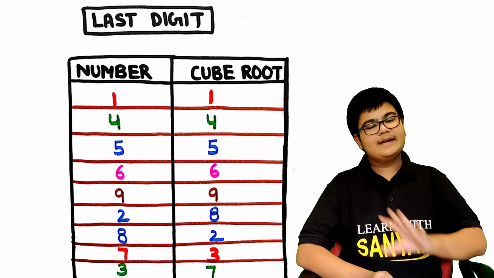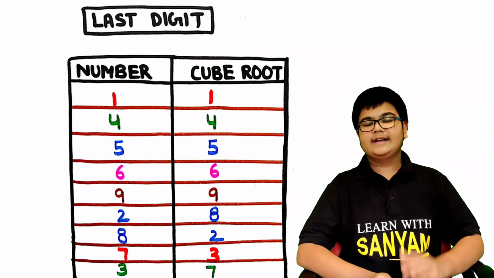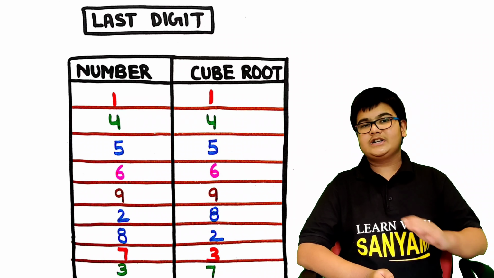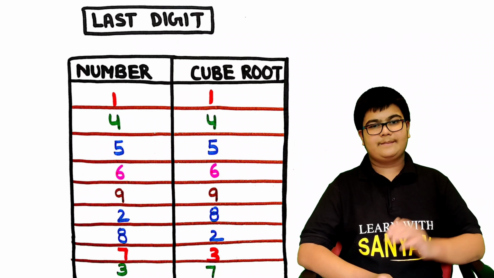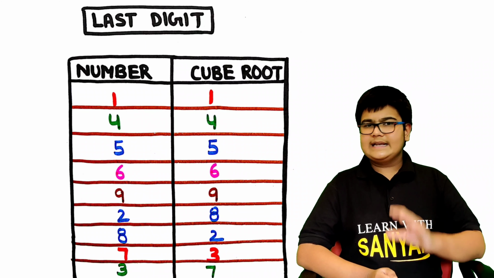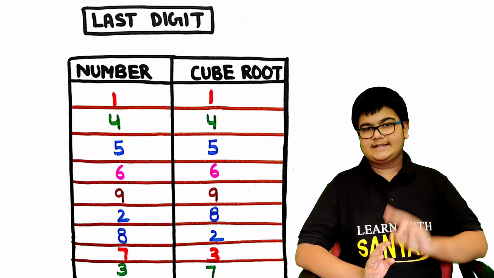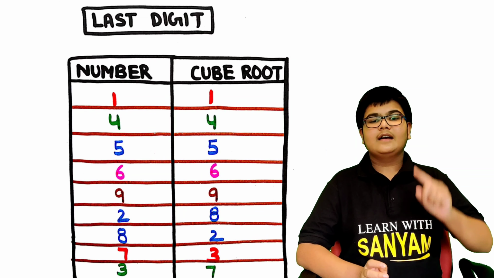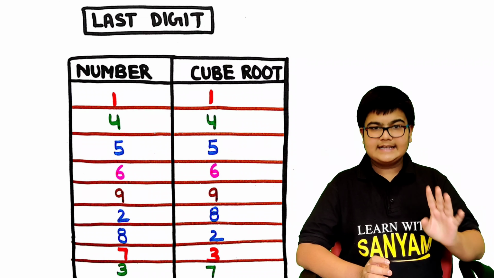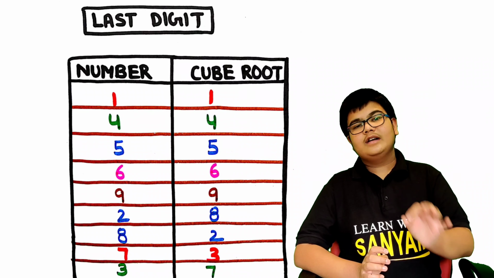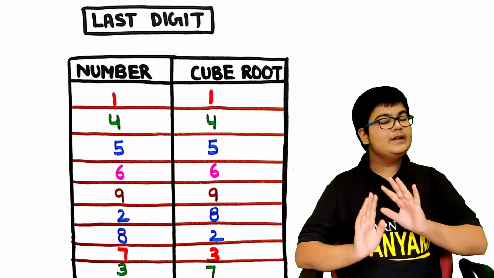After remembering this table, you will be able to find the cube root of even very large numbers like 7 or 8 digit numbers. Now this table is very easy to remember. You just have to remember two things. For numbers like 1, 4, 5, 6 and 9, the cube root's last digit will remain the same. There will be no change.